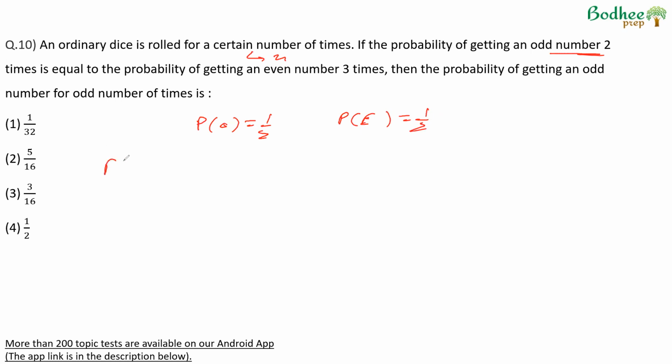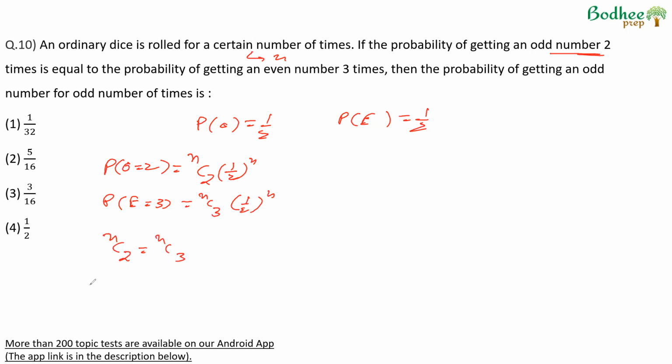If you're looking at probability of getting two odds out of n tries, again, this becomes a binomial event, odd or even outcome. So nC2 into 1 by 2 raised to power n. Probability of getting an even number three times will be nC3, again, 1 by 2 raised to power n. This is given to be equal. Therefore, nC2 is equal to nC3. This will happen when n is equal to 2 plus 3, which is 5. nCr is equal to nC(n minus r). So the number of times that the dice is being rolled is 5.